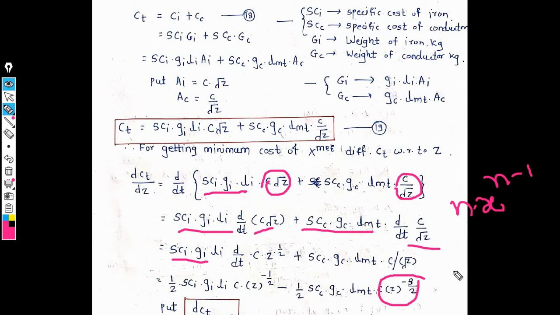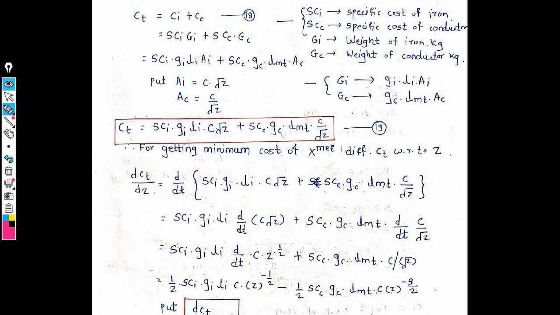That means root Z is Z raised to 1 by 2. Then this term goes upper side, that is 1 by 2, it is minus 1 by 2 as it is, and minus 1 by 2 minus 1, that is we arrange minus 3 by 2 with respect to minus 1 by 2. Okay, that means this derivative is very important.